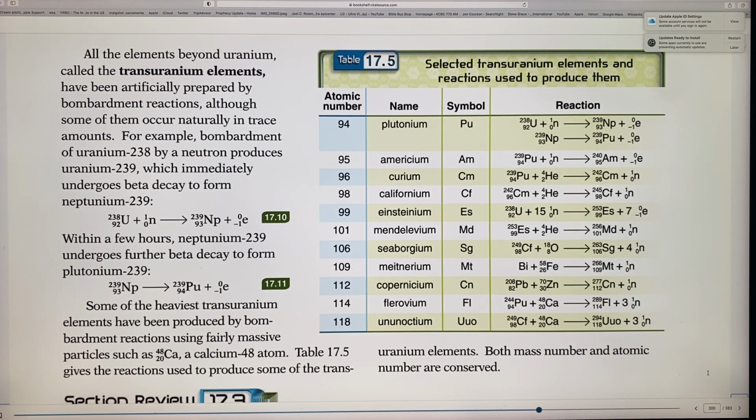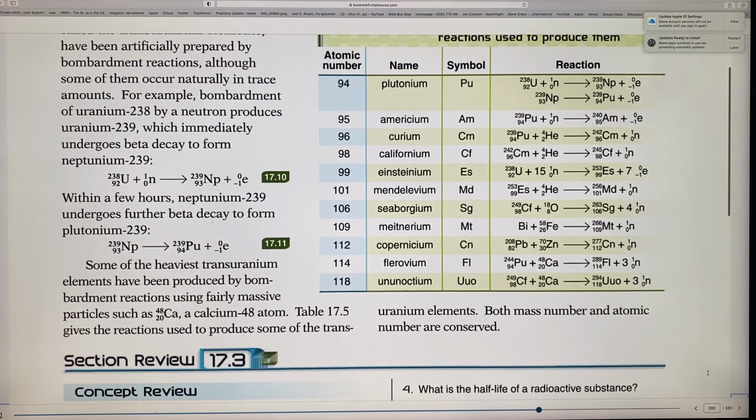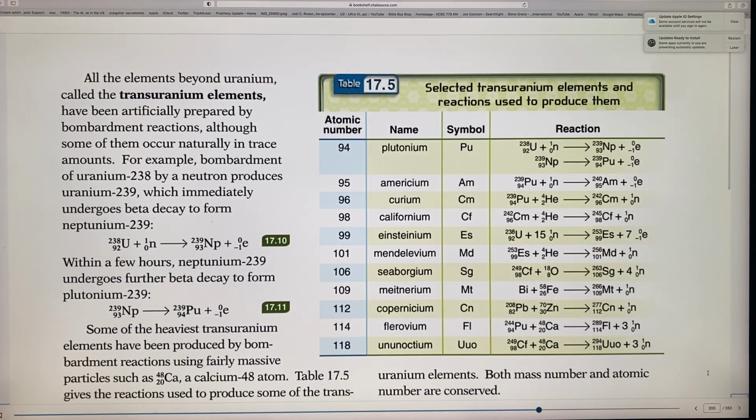Some of the heaviest transuranium elements have been produced by bombardment reactions using fairly massive particles such as calcium. Can you imagine bombarding with calcium? That's ridiculous, but they do. Here are selected transuranium elements: plutonium, americium, curium, californium. See the unusual names too? They are all artificially prepared in the laboratory. I was going to say artificially manufactured, but it's artificially prepared in a laboratory situation. And here's the reaction showing how they do it.